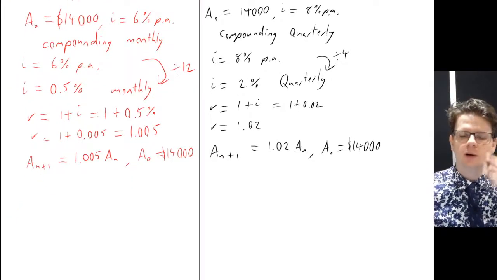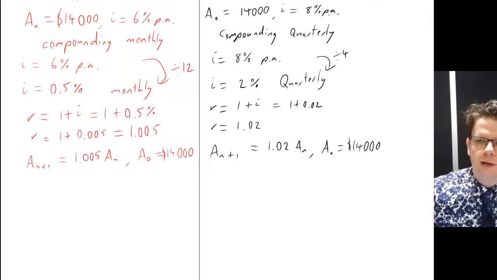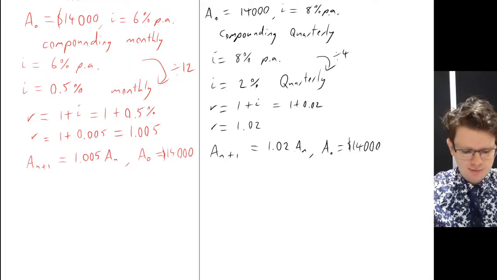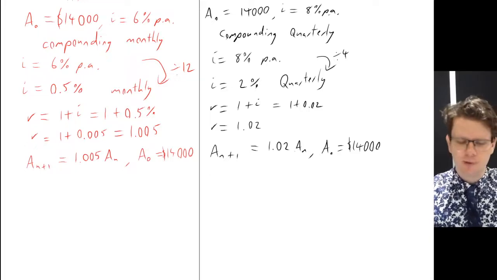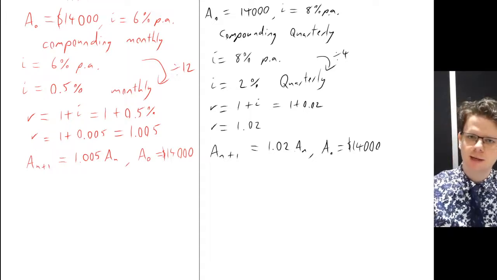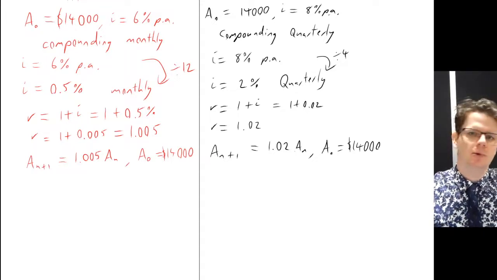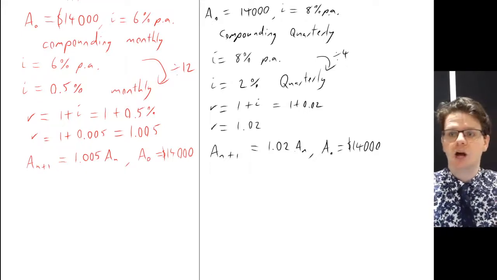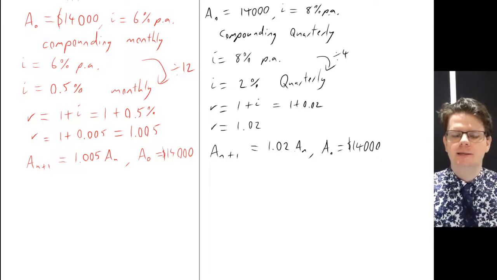Alrighty, so the big important part about all of this is now n means something different, okay? Because if I times 14,000 by 1.02, I'm not going to get the value after a year anymore. I'm going to get the value after 1 quarter, because we're talking a quarterly rate. And that's a really important thing, is that now we've changed our equation.